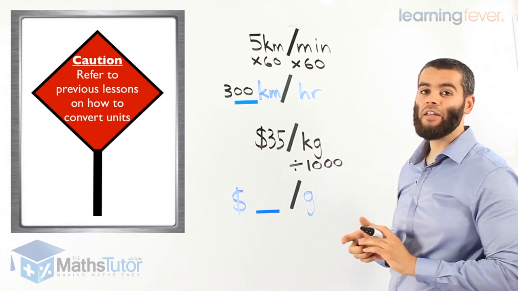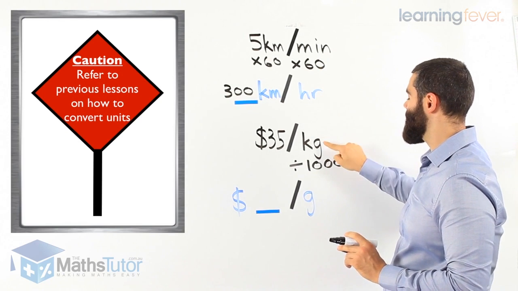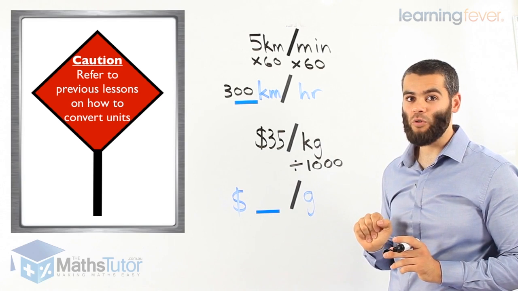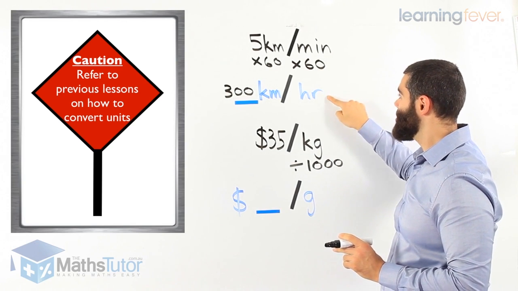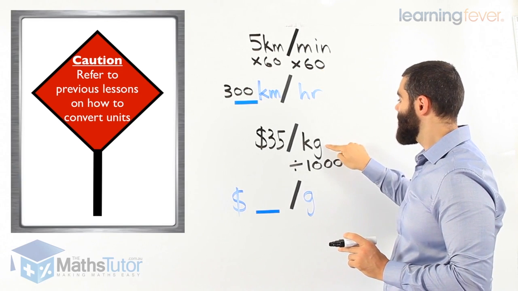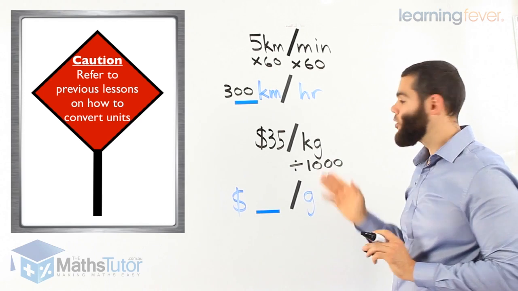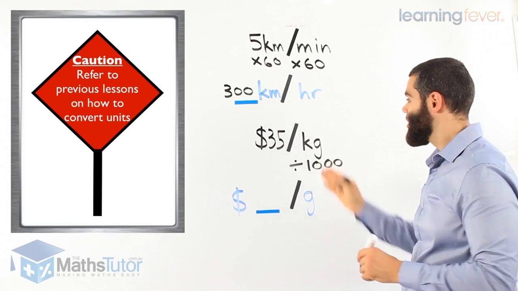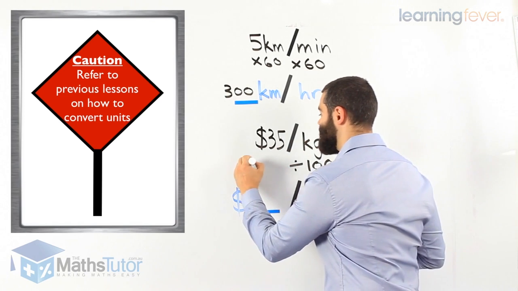Here we multiplied because we're going from a small to a big unit. Here we're going from a big unit to a small unit. Very important to know that rule. The rule is small unit to larger unit, we multiply. Large unit going down to smaller unit, we are going to divide. We divide by 1,000 because there are 1,000 grams in a kilogram. Now we divide by 1,000 on this side, we divide by 1,000 on this side.